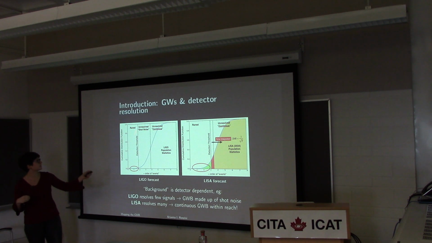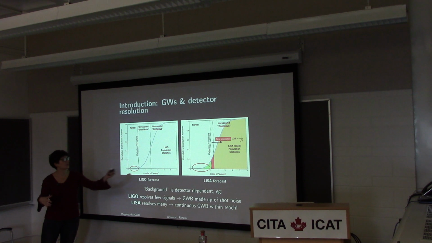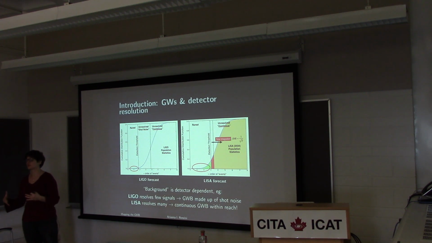So this will give rise to what we call a shot noise type of background, which is unresolved in the time stream, but it still populates the time stream very sparsely. And only all the way down here will we have a truly continuous unresolved background made up of gravitational waves that are just always on.